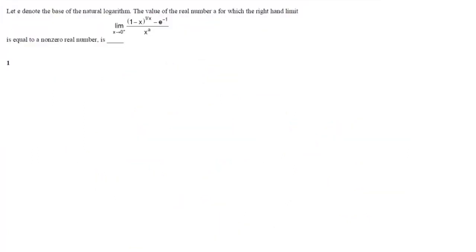Now here the question is, if e denotes the base of natural logarithm, then find the value of the real number a for which the right hand limit x tends to 0 positive of (1 minus x) to the power 1 by x minus e to the power minus 1, upon x to the power a, is equal to a non-zero real number. Now we'll solve this question using expansion.